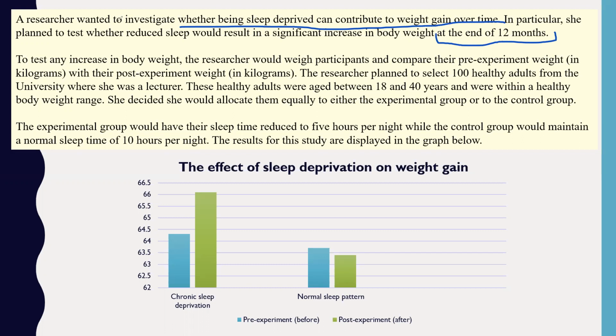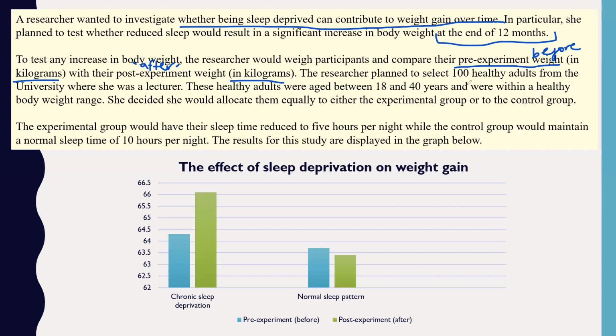Okay, so to test any increase in body weight, the researcher would weigh participants and compare their pre-experiment weight, so kind of like their before weight, and we obviously operationalize weight in kilograms, that's how we measure that variable, with the post-experiment weight also in kilograms. So that's the after the experiment, at the end of 12 months when they're weighed in, that's the after weight.